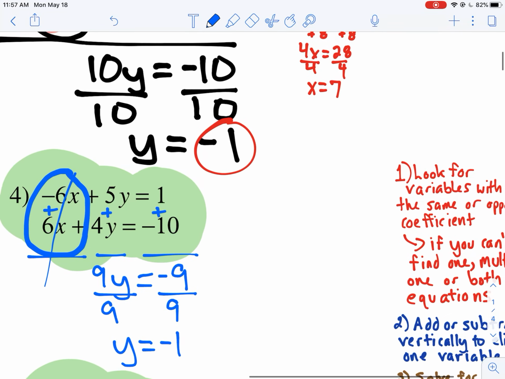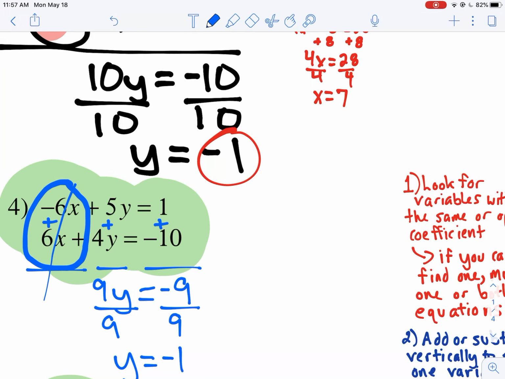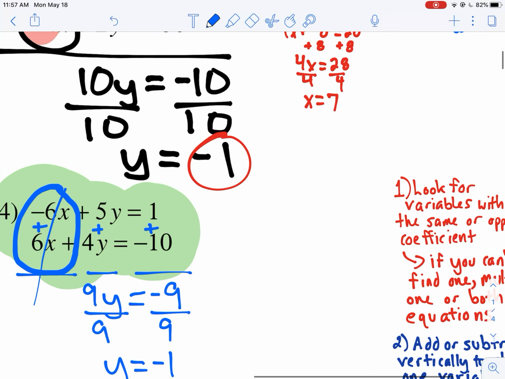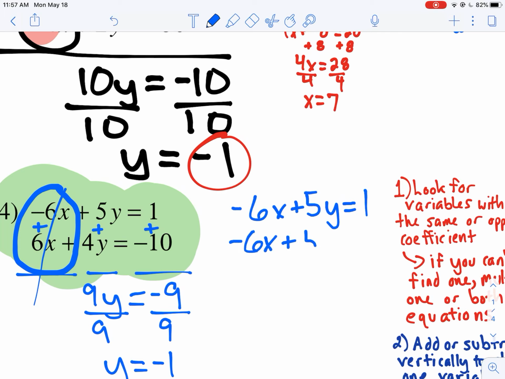Now I just have to substitute that value into one of these equations. Really doesn't matter which one. I'm going to go with the first one again. When in doubt, go with the first one. So negative 6x plus 5y equals 1. I'm going to substitute that y in now. So negative 6x plus 5 times negative 1 equals 1. Let's solve this out. So negative 6x, it's going to stay the same. 5 times negative 1 gives me negative 5. And then I've got 1 over here.